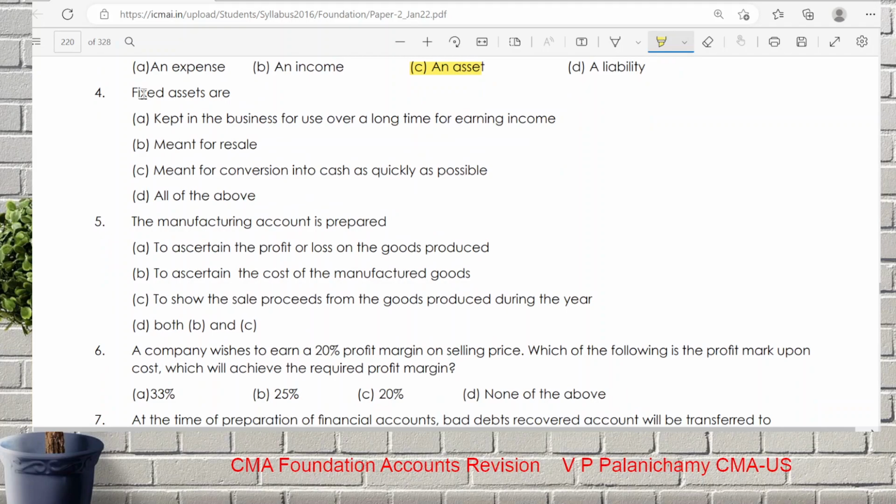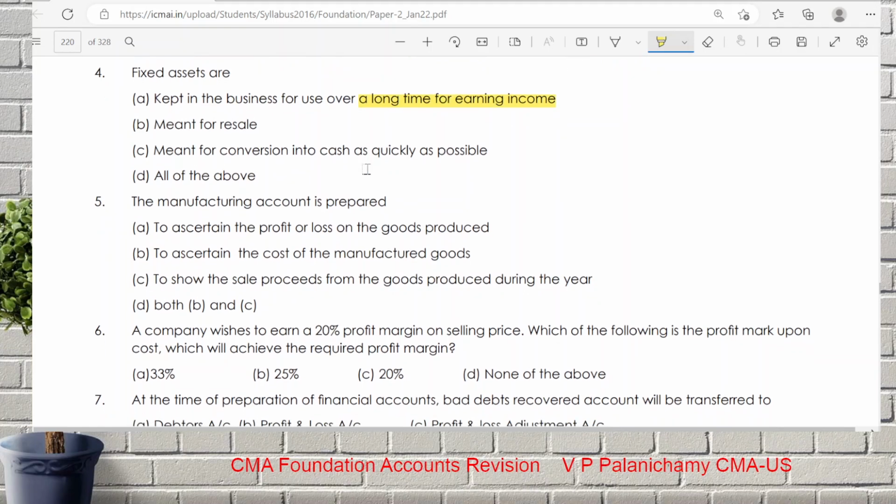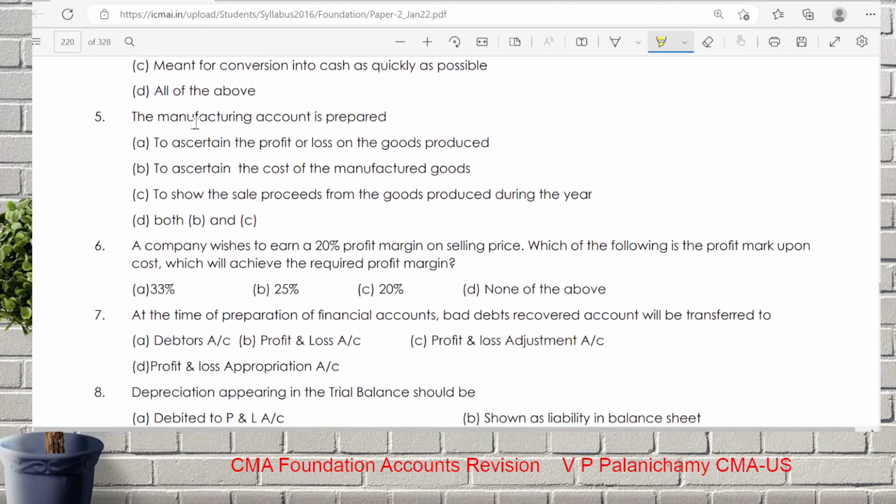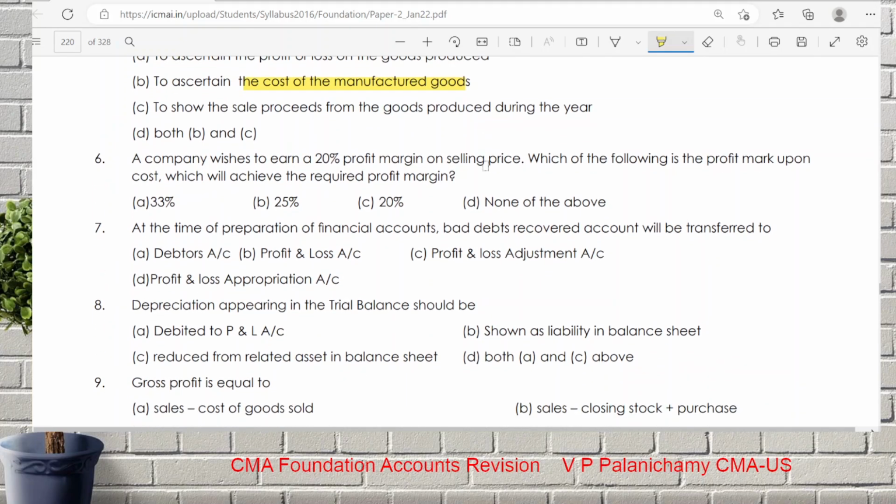Then fixed assets are kept for short-term purpose or long-term purpose? Long-term purpose. Capital expenditure. Then who prepares the manufacturing account? The manufacturing account is prepared to find out cost of goods manufactured.